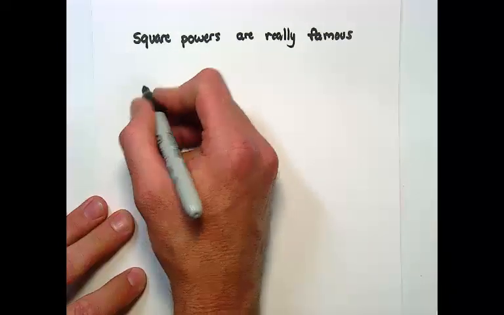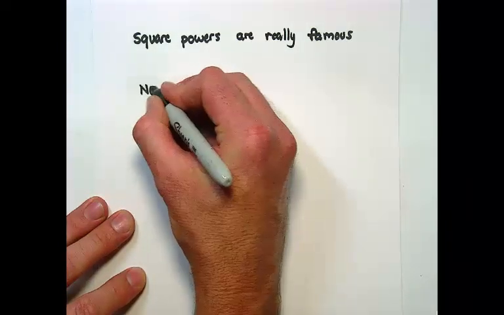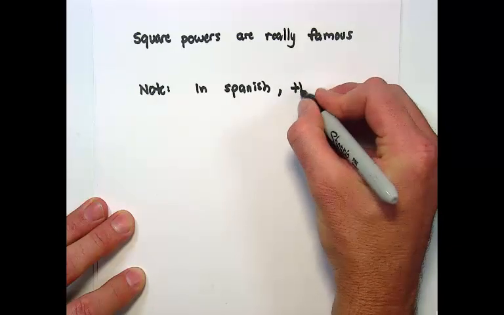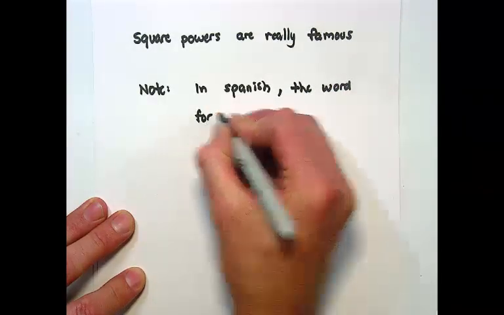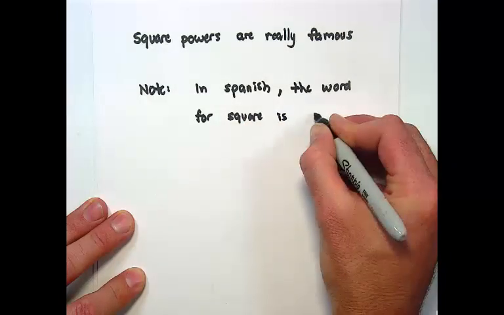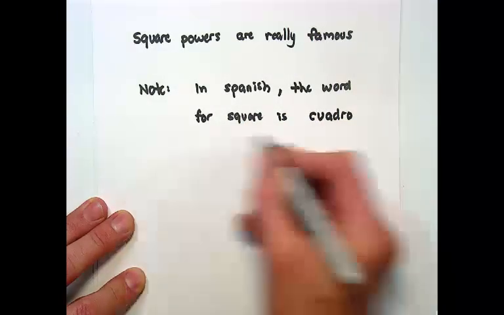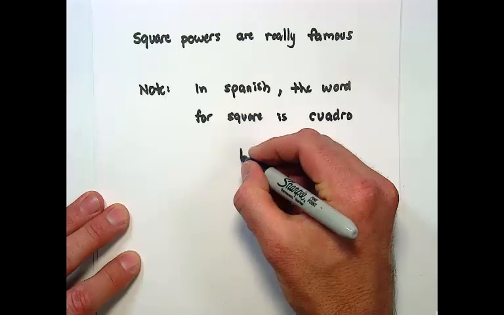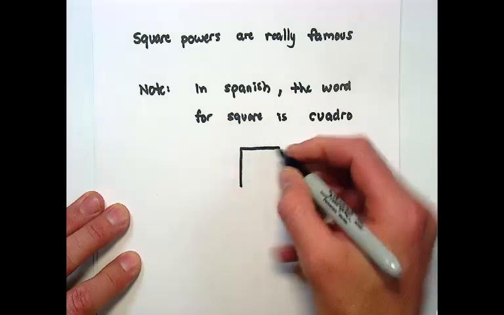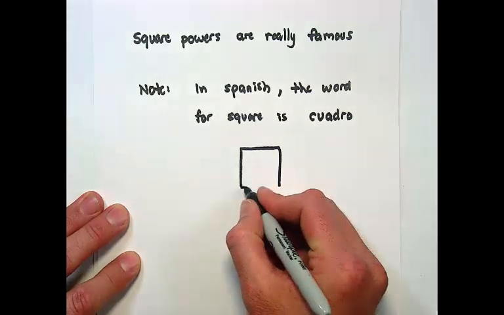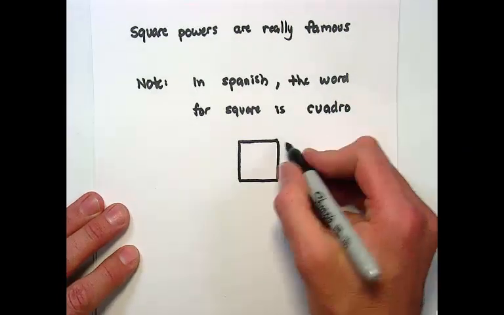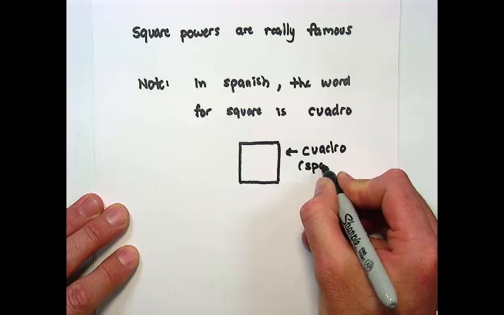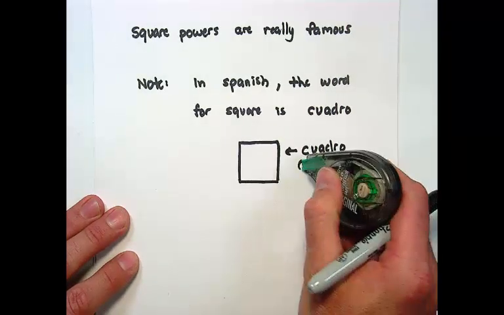And this is where, if you speak Spanish, you're going to have a leg up. So note, in Spanish, the word for square is cuadro, and some people also say cuadrado. But I'm going to say cuadro. So if you see a shape, a forma, where both the height and the width have the same side, we're going to call this a cuadro. And in English, for all you English speakers out there, that's called a square.